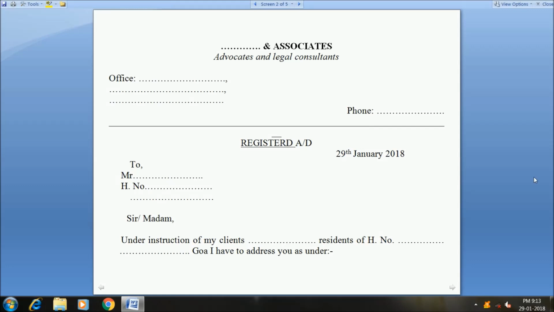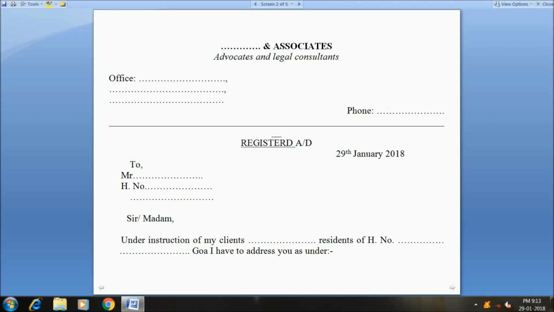Now, this, as you can see right here, is the letterhead of the advocate who's issuing the notice. One thing to be kept in mind is that the letterhead has to be specific and proper. The letterhead has to have addresses, and the letterhead also is required to mention contact details of the advocate as well.